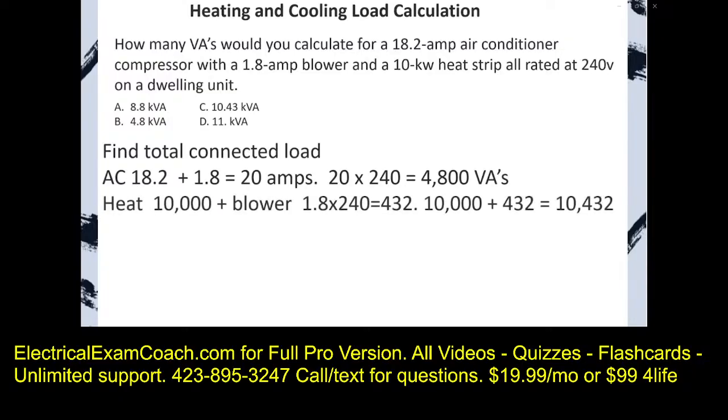Now let's do the heat. We have 10,000 to start with, but then we need to add the blower motor. Our blower motor is 1.8 amps multiplied by 240. That gives us another 432 VAs, and then we total the two together.